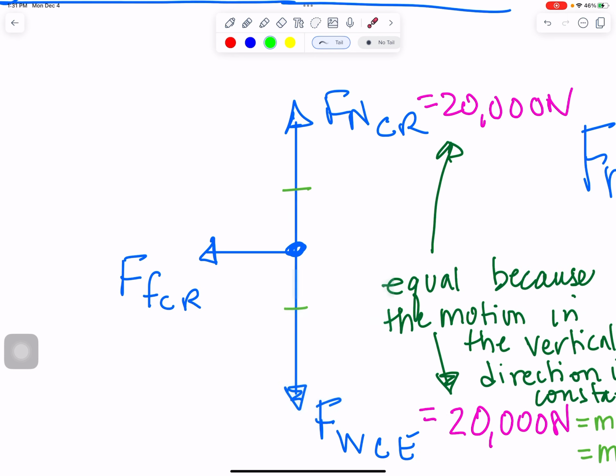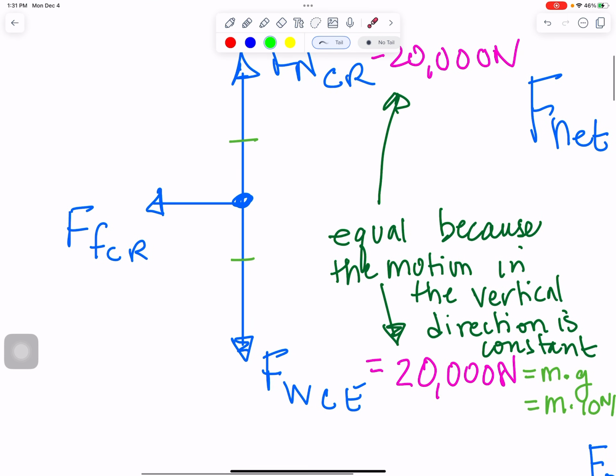We can, if I say that the weight force on the car is 20,000 newtons, and I just tell you that, I know that the normal force is also going to be 20,000 newtons because they're equal, because the motion in the vertical direction is constant. Okay, motion in the vertical direction is constant. In other words, it's not moving vertically, not moving up or down. So whatever the weight force is equal to, the normal force is equal to. This will not always be true, but it's true in this case.